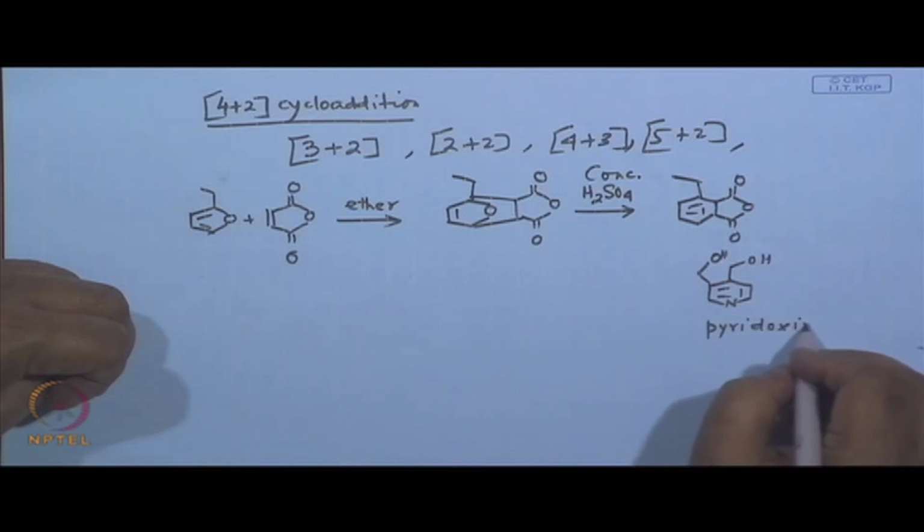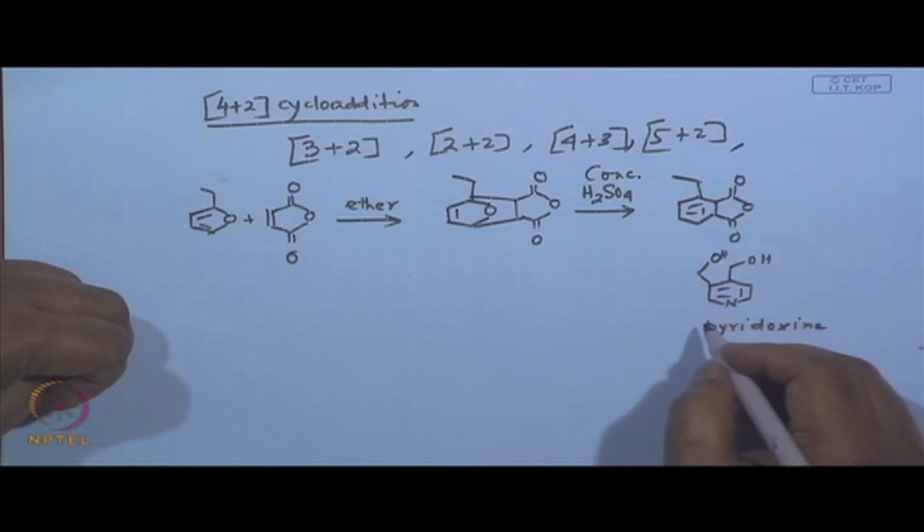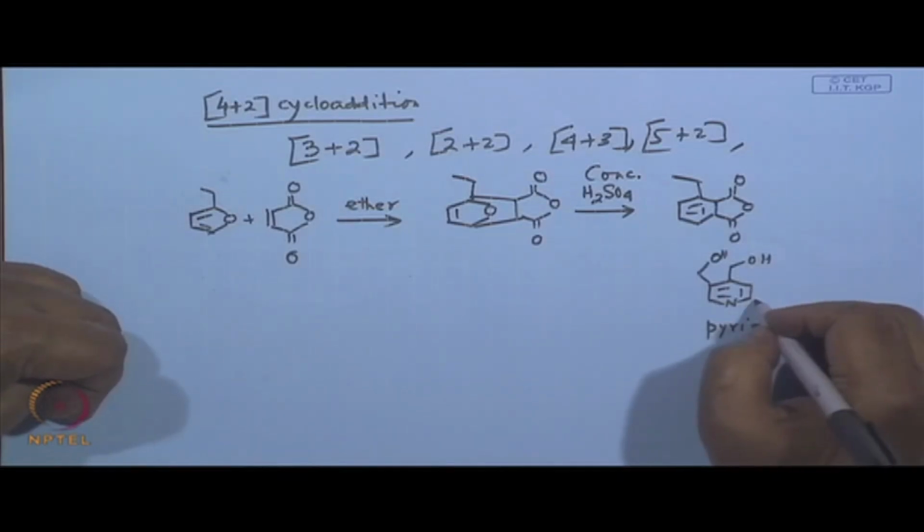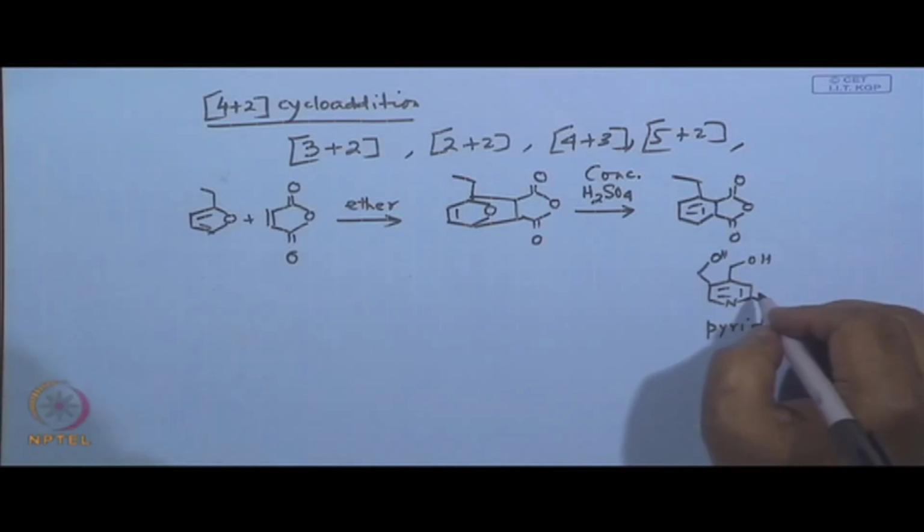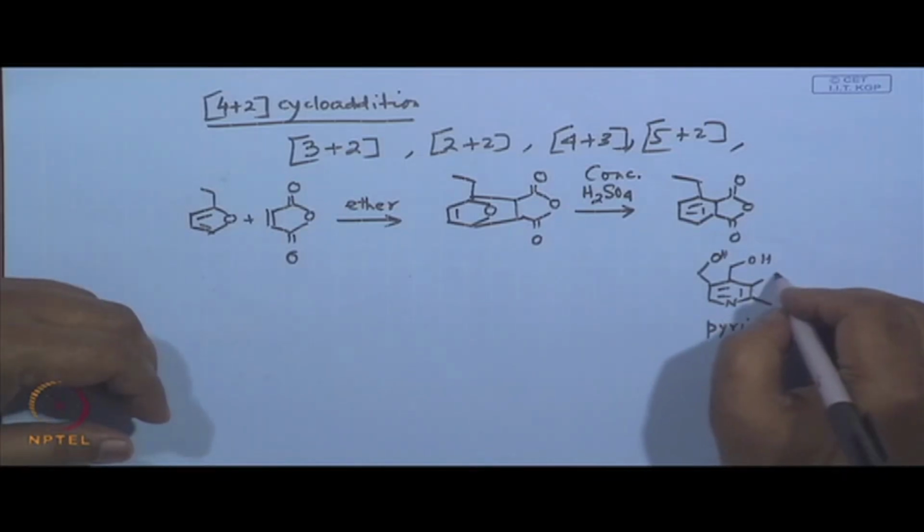Pyridoxine, and what else? The striking feature that you have to remember. What is the striking feature of vitamin B6? It is a pyridine derivative. Now actually 3-hydroxypyridine.